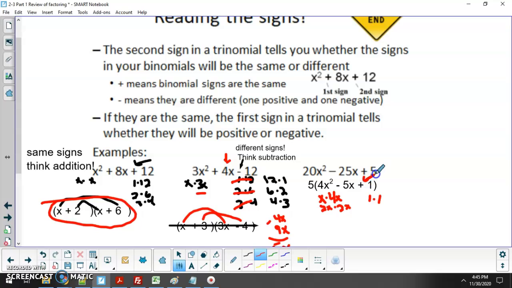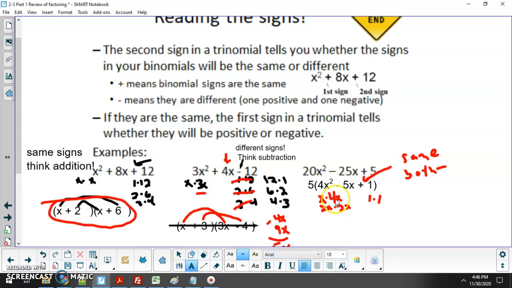All right. Now, let's figure out what the signs have to be. Okay, so we look at this sign here, and this sign says that they are the same. Remember, the second sign says they're the same. All right. Now, that could be plus plus, it could be minus minus. Now, you notice this middle sign here in front of the 5x is a minus. So since that's a minus, that means they're both going to be a minus sign. Okay, so we have two negatives in this particular one.